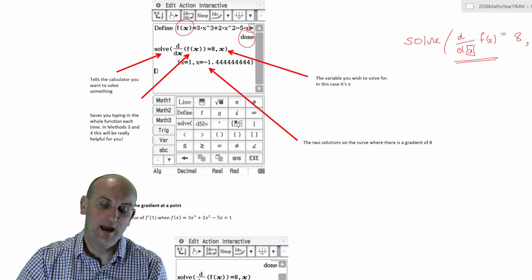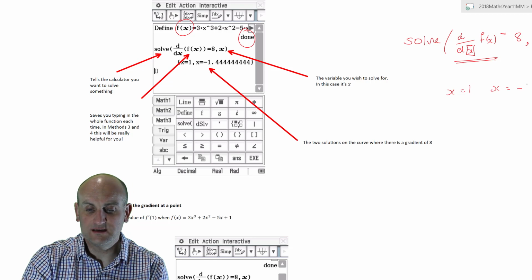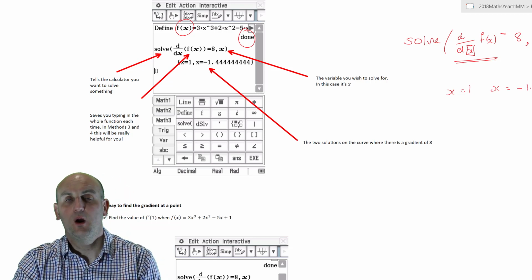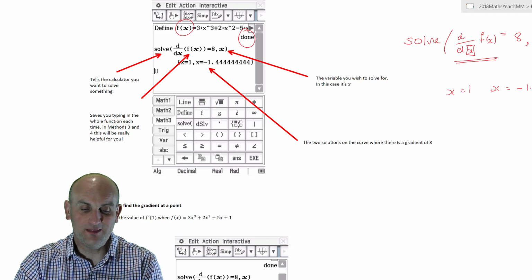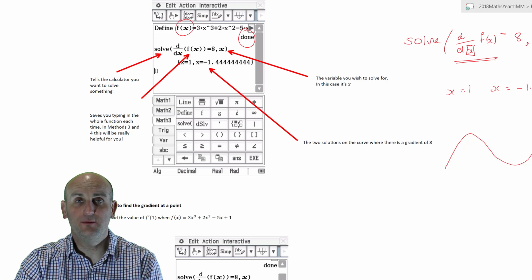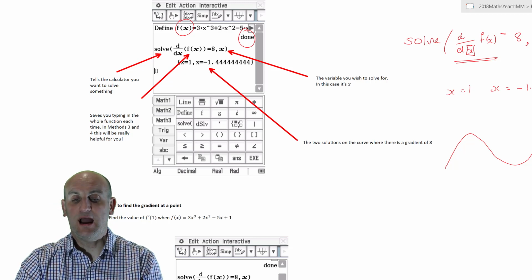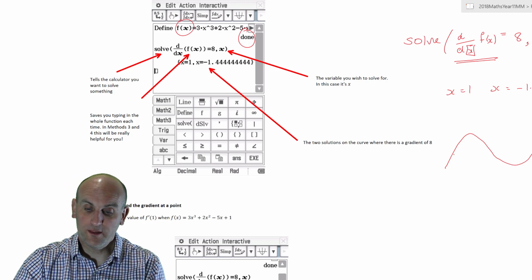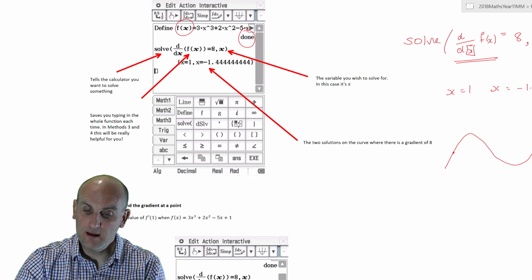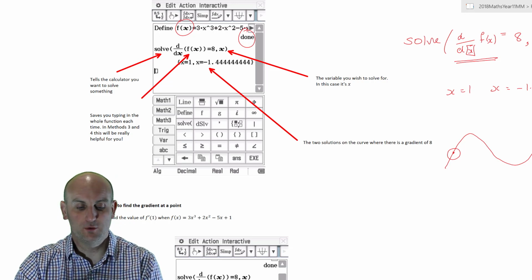And lo and behold, out come two values. X is equal to 1, and x is minus 1.444 recurring. Why are there two solutions? Well, this is a cubic. And as such, a cubic would generally, possibly, mainly, hopefully, have 2 points on there where the gradient is 8. There and maybe there. So those two values are really important to me.